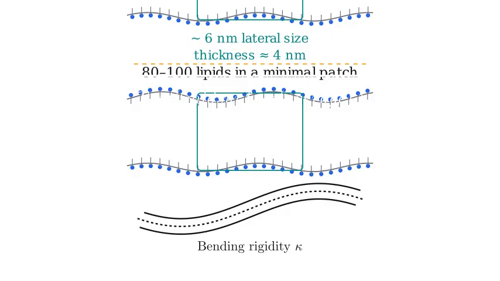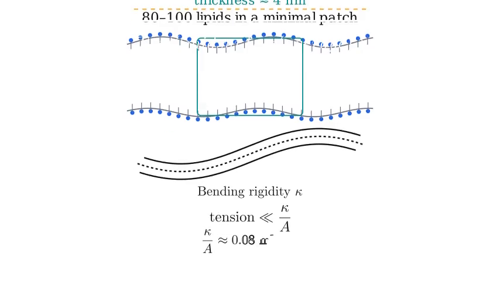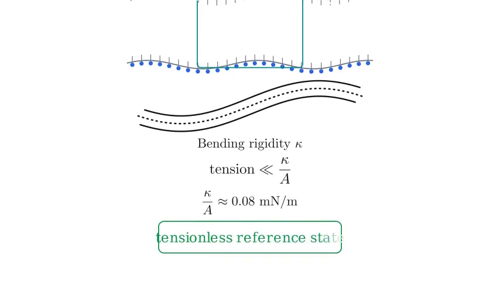Curved conformations are only accessible when the membrane is effectively tensionless. Formally, the mechanical tension should be small compared to kappa over A, where A is the area of the membrane segment. We express this as tension is much less than kappa divided by A. For a typical segment, kappa divided by A can be about 0.08 millinewtons per meter. These tensionless states serve as the natural reference to extract bending rigidity from undulations, the Gaussian curvature modulus, and spontaneous curvature.